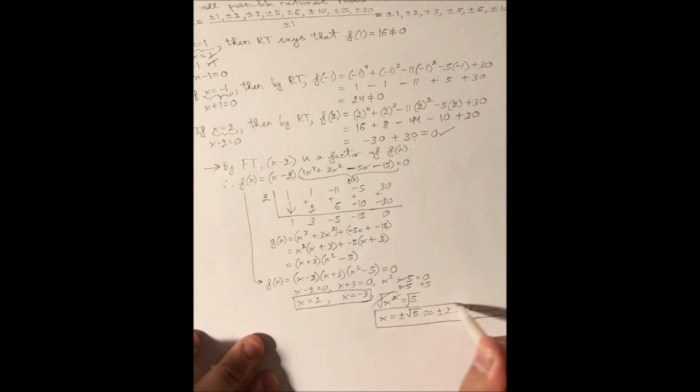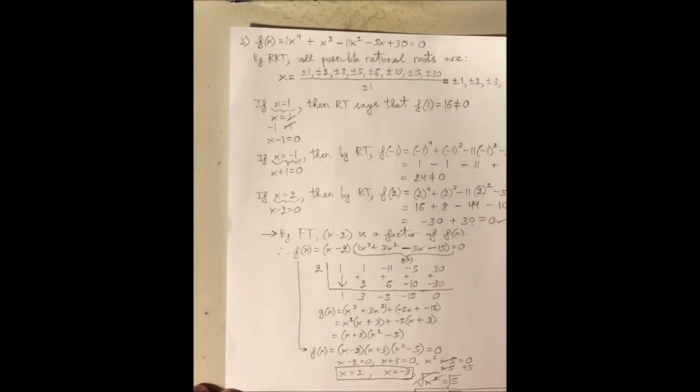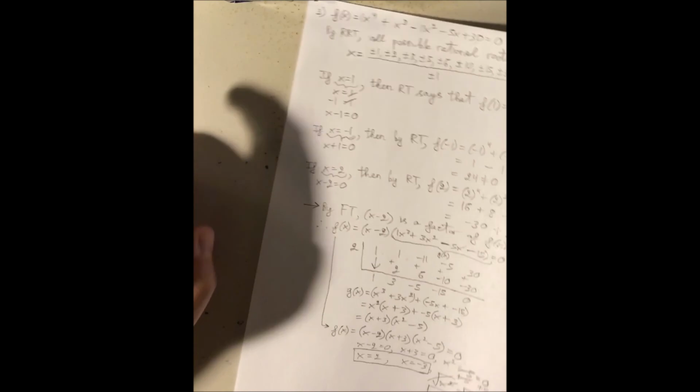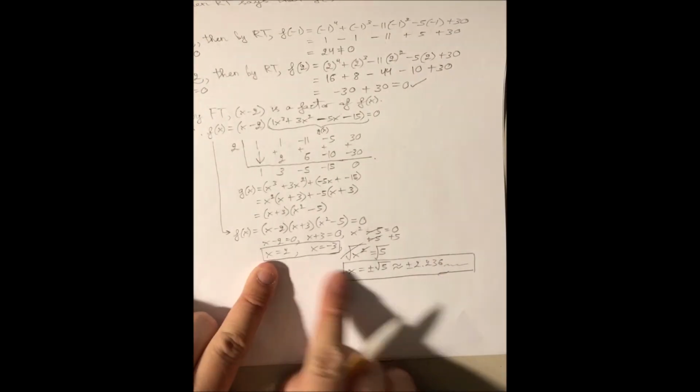So all of the rational zeros of this function are all of the x values in the box here.